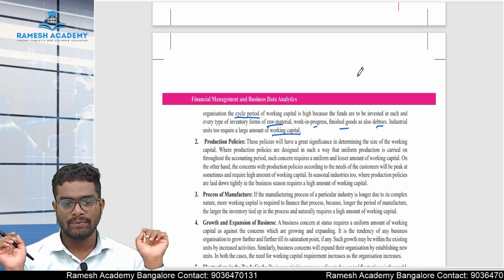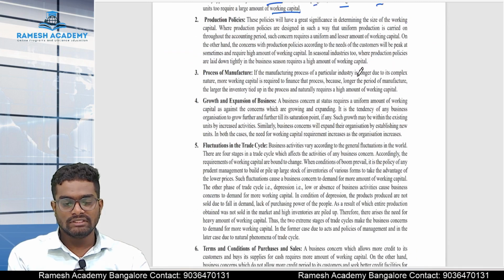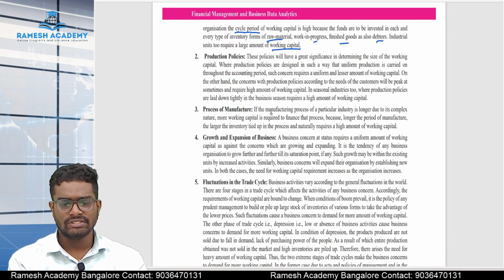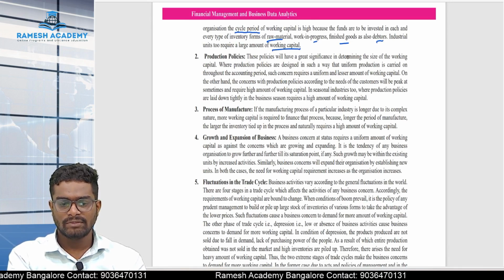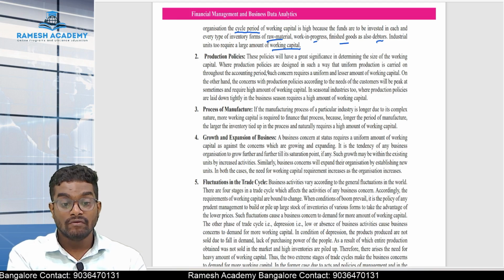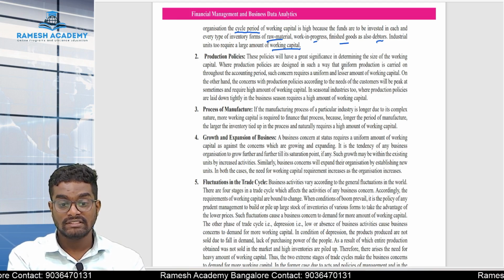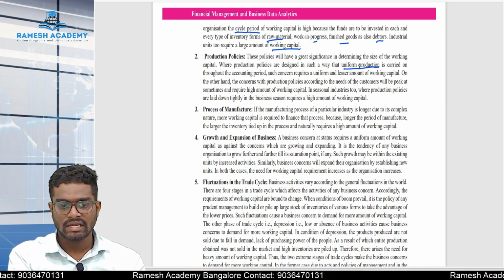everything, they require a huge amount of working capital. The second factor is the production policies. These policies have great significance in determining the size of the working capital. Where production policies are designed in such a way that uniform production is carried out throughout the accounting period, the concern requires a uniform and lesser amount of working capital.